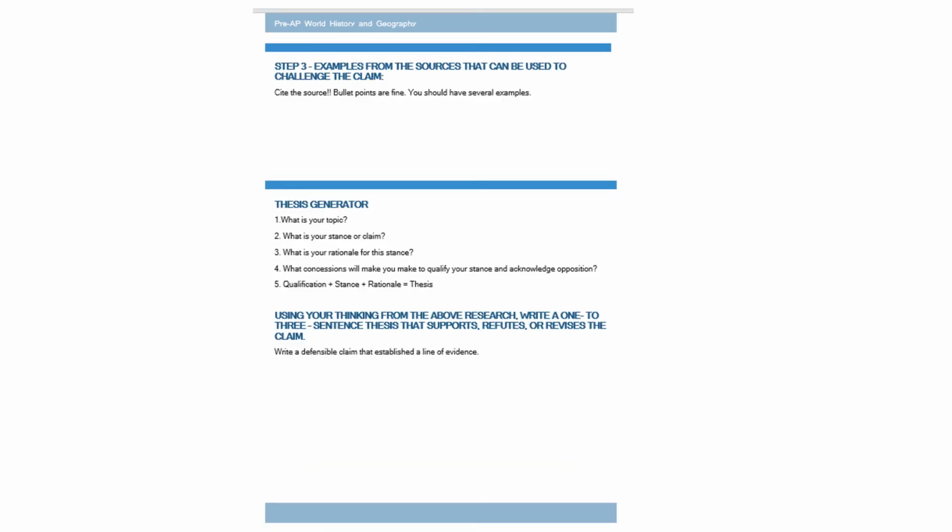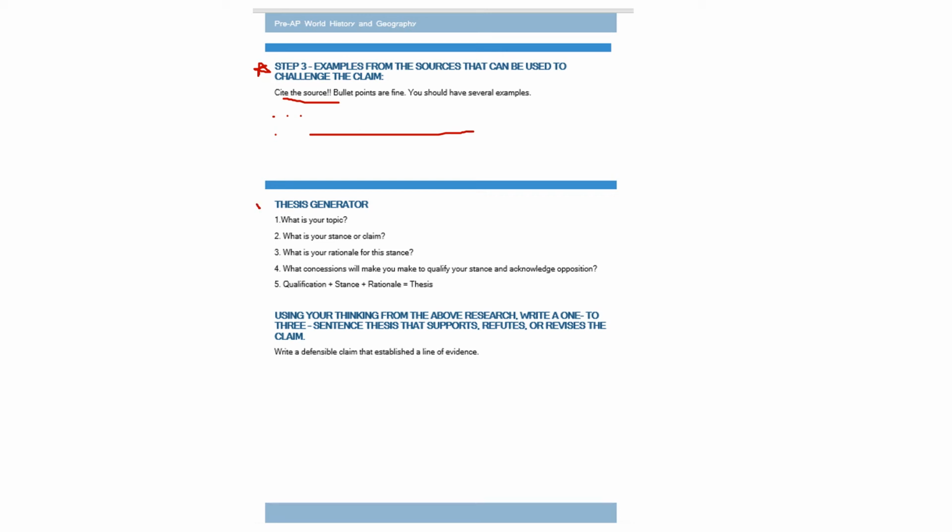For step 3, you're going to do the challenging part. So same thing as step 2, except you're going to cite the things in your sources that make that claim sound not true. So what goes against the idea that geographers make maps to identify the locations of places? Again, you're going to list your sources here and the evidence that they're giving that goes against that claim.